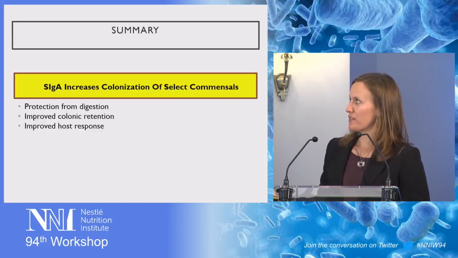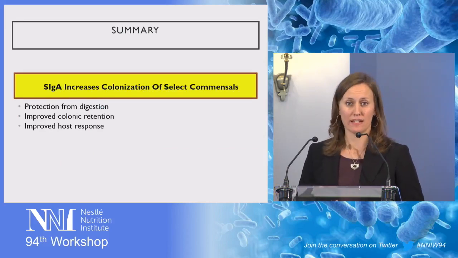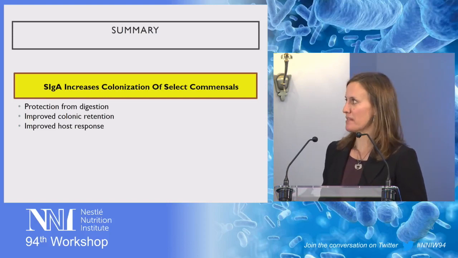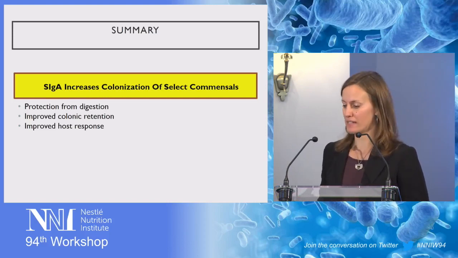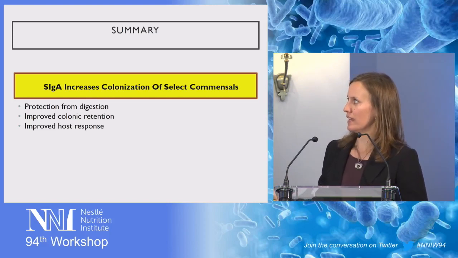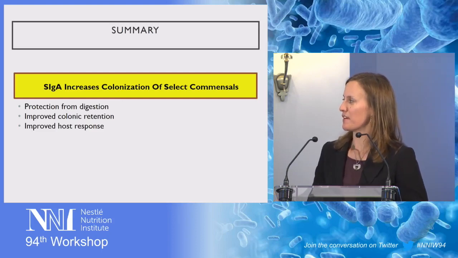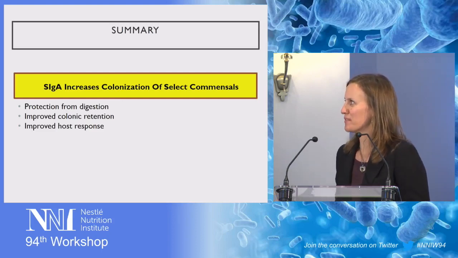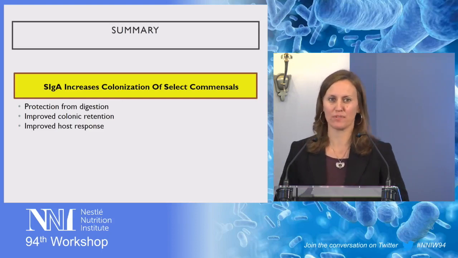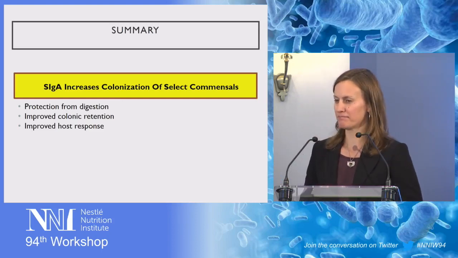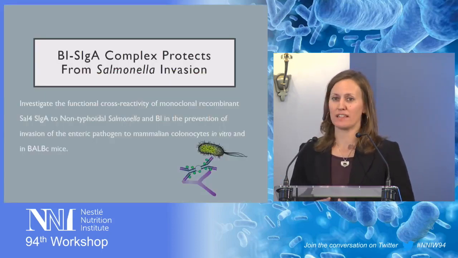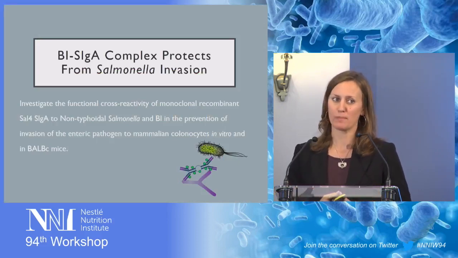So in summary for this first section, I can say Secretory IgA certainly increases the colonization of select commensals. This was not true with every commensal evaluated, but certainly with B. infantis and a few of the others that we evaluated, including increased protection from digestion, improved colonic retention, and also the improved host response.